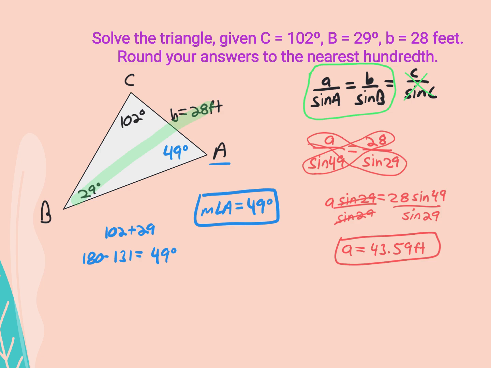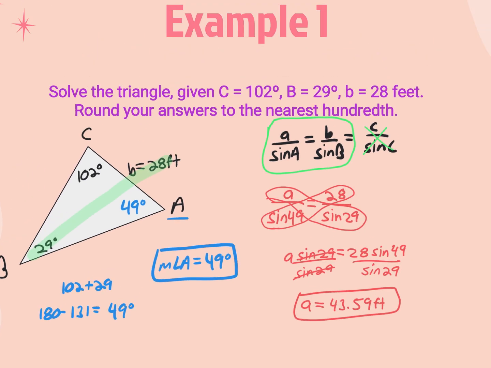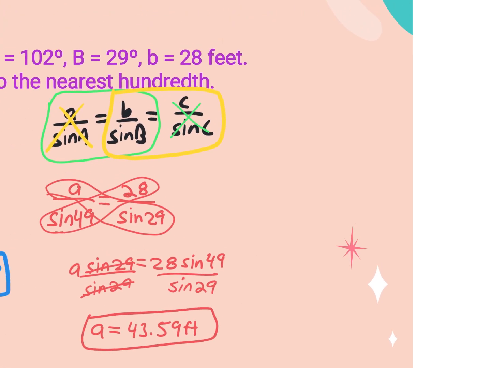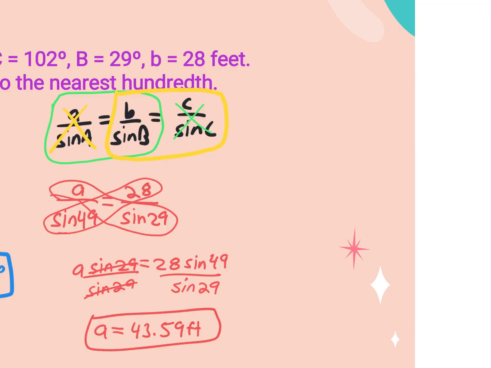Okay, good. What's the last thing that's missing? Good, side C, right? So we can do the same thing. Let's do law of sines again. This time we can use B and C. Let's ignore A. All right, so let's plug everything into B and C, and we're looking for side C. So I know that B is 28 over sine of 29 equals C over sine of 102.